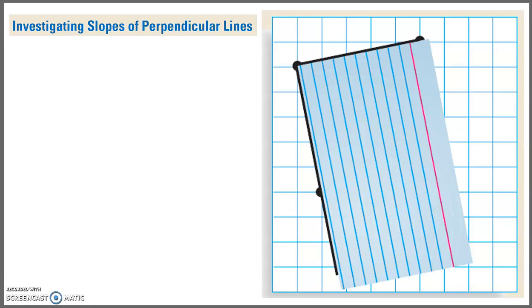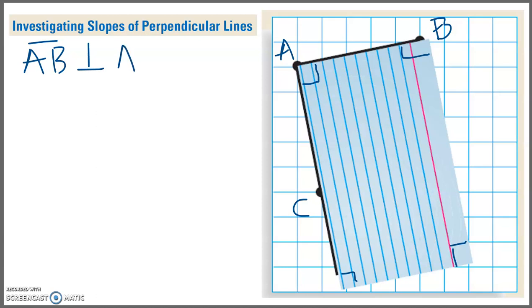So I have this note card on a sheet of graph paper. We know that all of the corners of this note card are 90, 90, 90, and 90. So we know that we have these right angles. If I call this point A, point B, and this point right here C, I know that in this picture AB is perpendicular to AC, because they are meeting at a right angle.